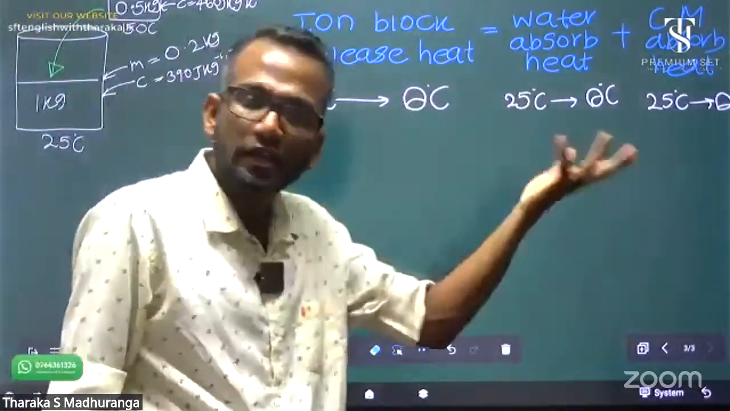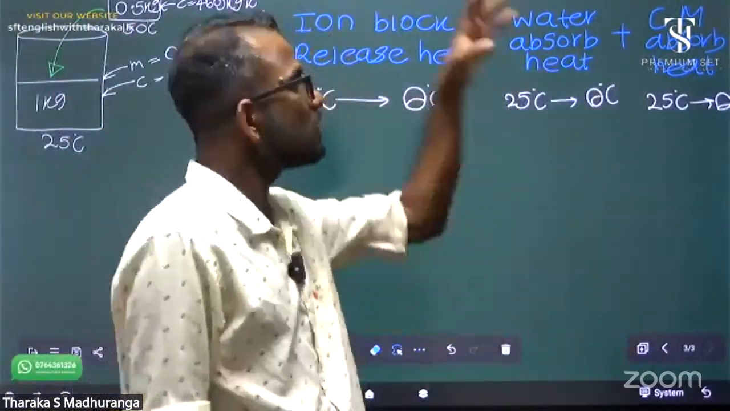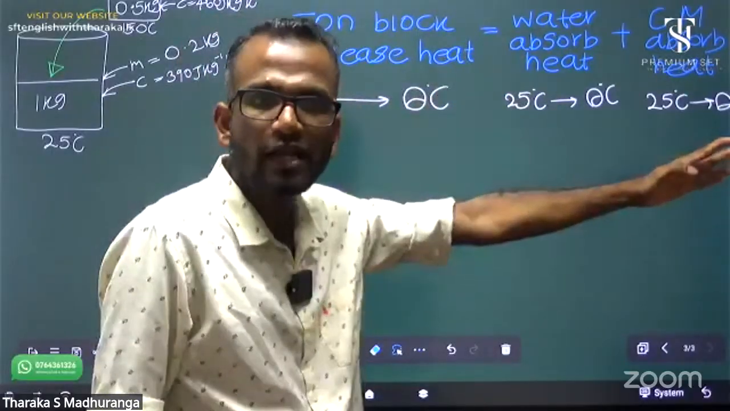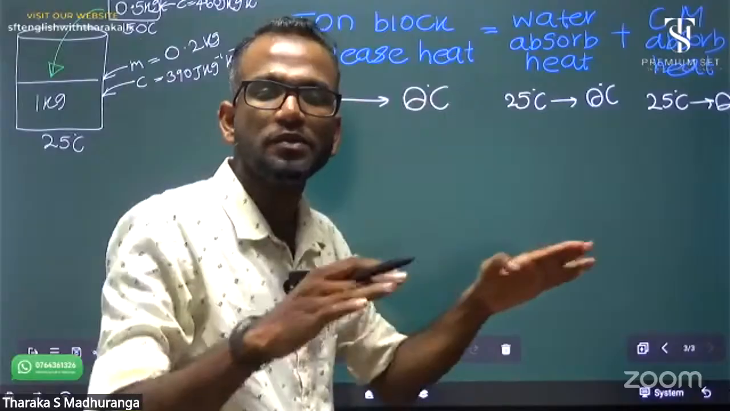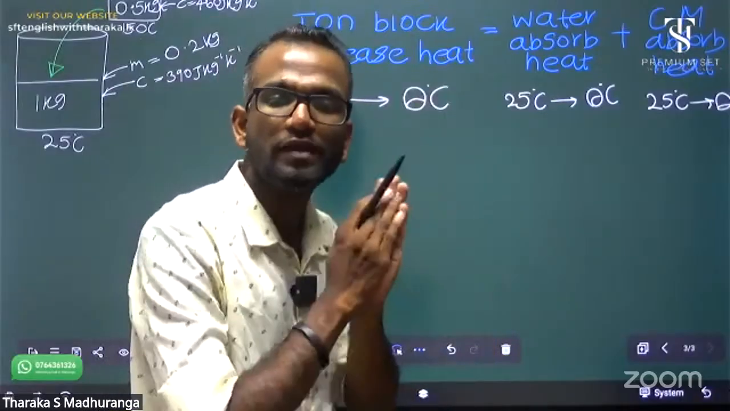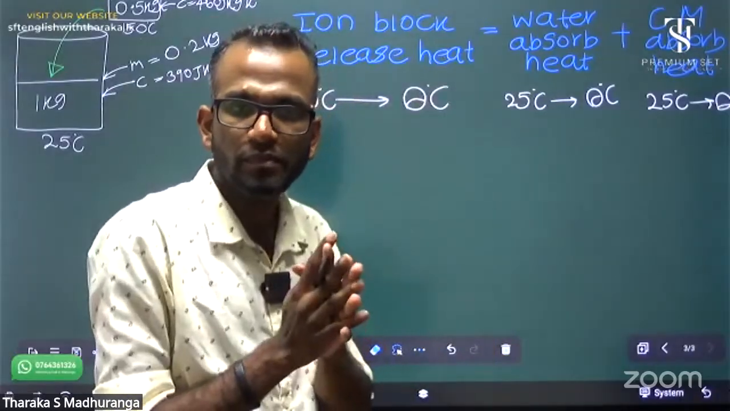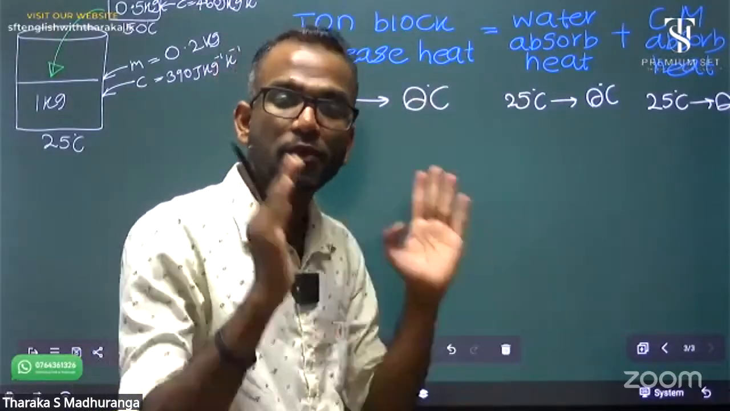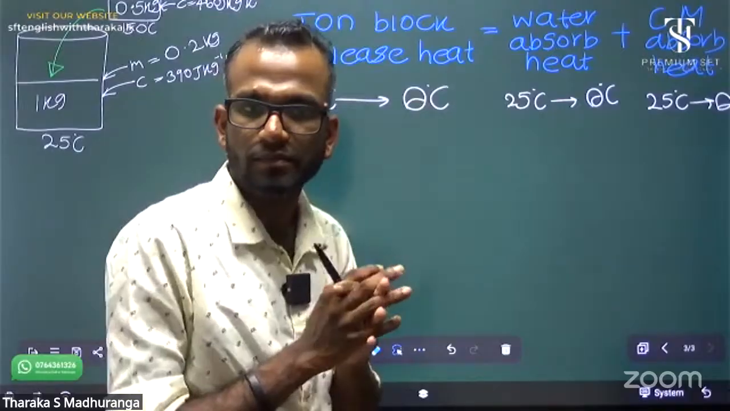At the end of this experiment, at the final temperature, the metal block, water and calorimeter, all three substances are at the same temperature, which we call thermal equilibrium. That's a stable temperature, the thermal equilibrium or equilibrium temperature.